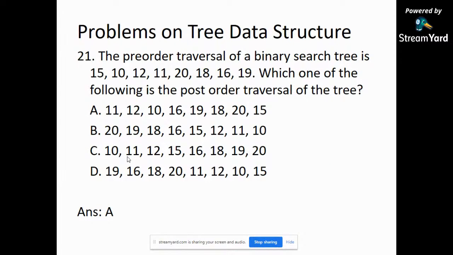The pre-order traversal of a binary search tree is given. Which one of the following is the post-order traversal of the tree? So what we have to do here is construct the tree using the pre-order and the post-order. We have to try option A, then option B, then C, then D. After trying all the options, whichever is the correct tree will give you the traversal in pre as well as post order, and that order we have to follow. So the correct option is A.